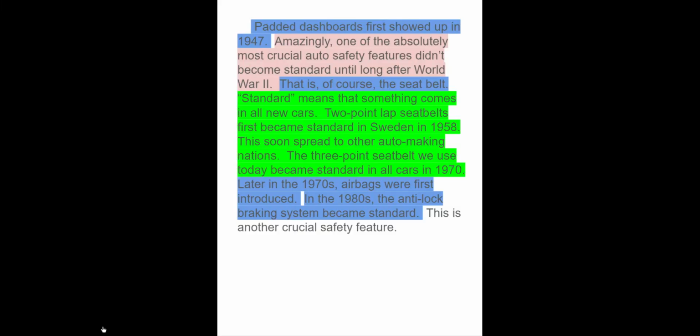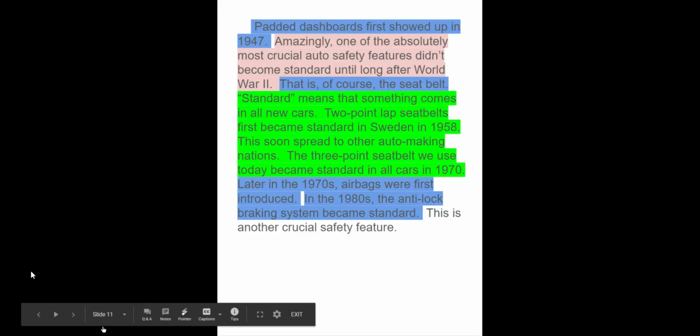Padded dashboards first showed up in 1947. Amazingly, one of the absolutely most crucial auto safety features didn't become standard until long after World War II. That is, of course, the seatbelt. Standard means that something comes in all new cars. Two-point lap seatbelts first became standard in Sweden in 1958. This soon spread to other automaking nations. The three-point seatbelt we use today became standard in all cars in 1970.